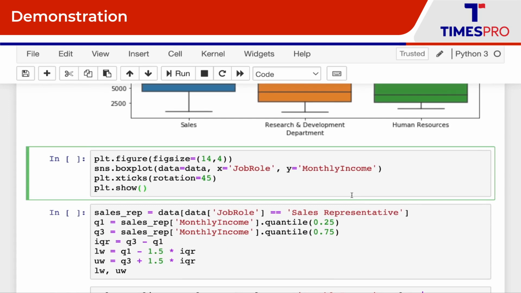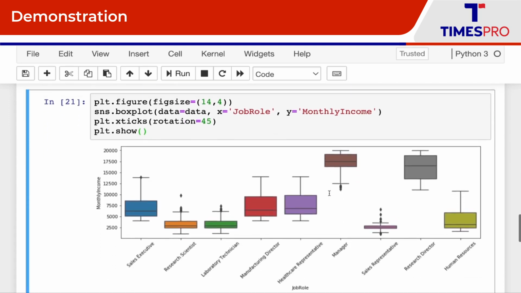Here let's take how job role is influencing monthly income. Here we can clearly see a huge difference in monthly income when it comes to job role. If you see the box plot for manager, the IQR is way higher, and generally managers are paid well in this organization at least. Whereas if you check out a research scientist, their pay scale is on the lower side, and sales representative is also on the lower side.